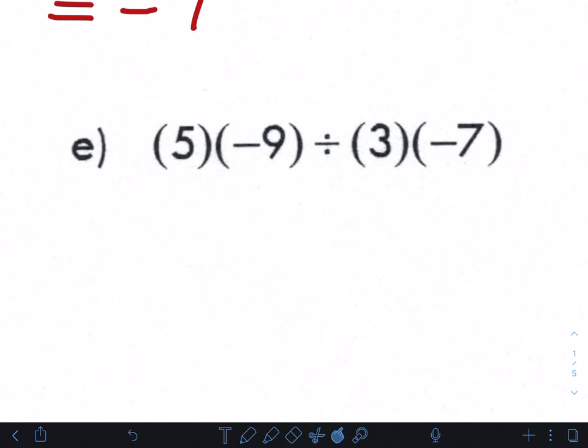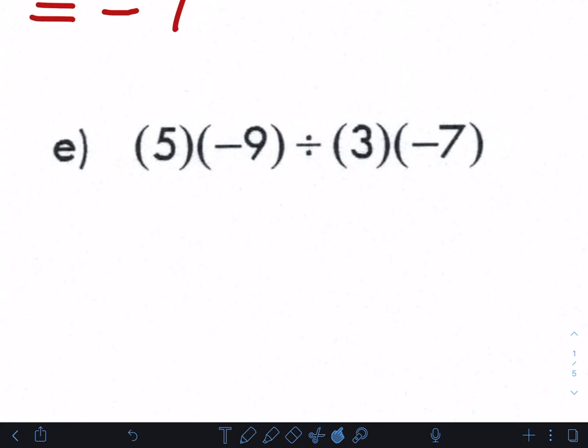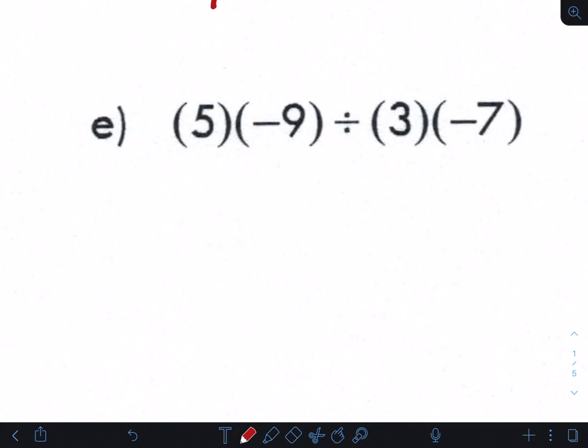If we look at question E here, we're going to have a couple steps to solve this question. So first I need to figure out what is 5 times -9. Now remember, whenever we write two things in brackets side by side, that means multiply. So just make sure when you see those two brackets side by side, it means multiply. So I have a positive 5 times a -9. The signs are different. That means my answer is going to be negative. And 5 times 9 is 45.